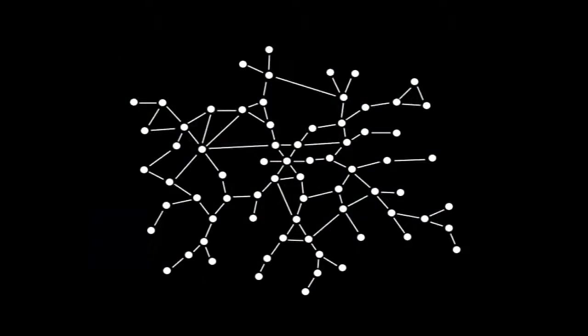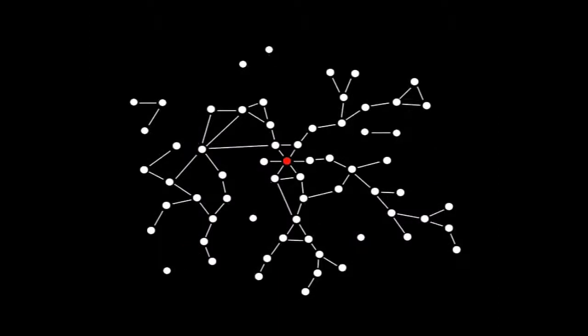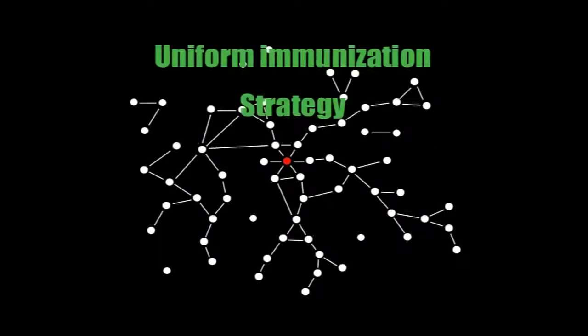Imagine a graph representing a society. If the disease starts to spread, how can we stop this? One easy way is to choose several random people and protect them against the diseases. This method we call the uniform immunization strategy.